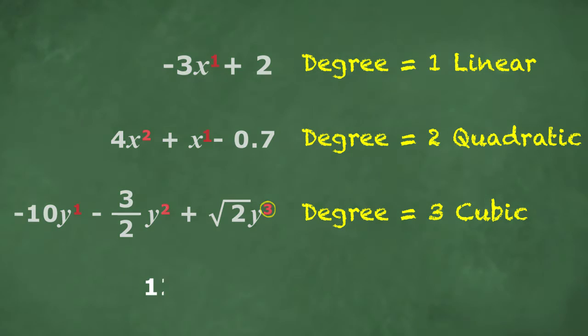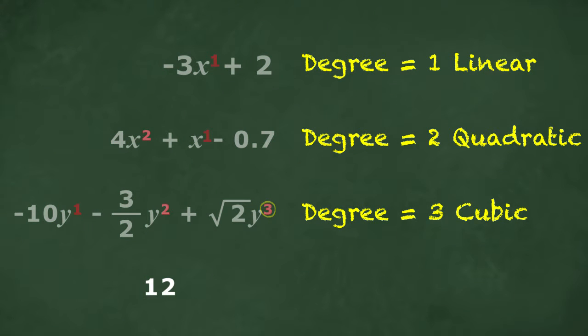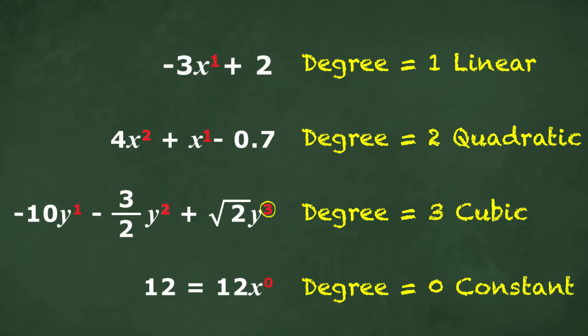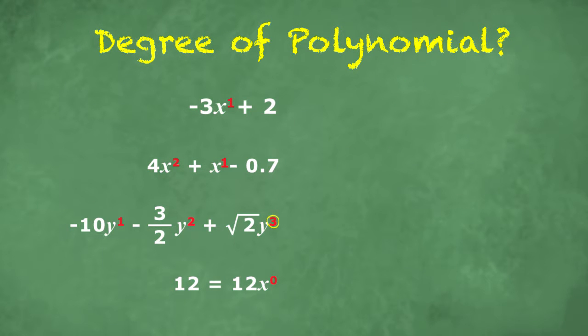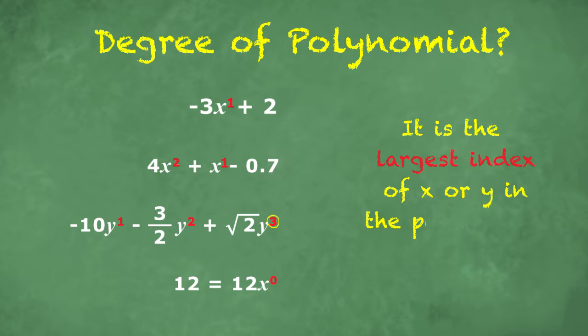How about the constant 12? Is 12 a polynomial? 12 can be written as 12 times x to the power 0. The index of x is 0. We say the constant 12 is a special polynomial with degree 0. So what is the degree of a polynomial? It is the largest index of x or y in the polynomial.